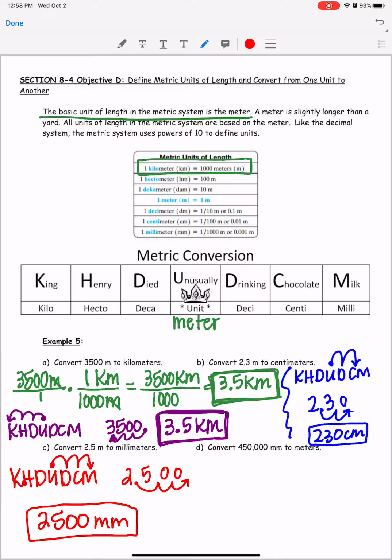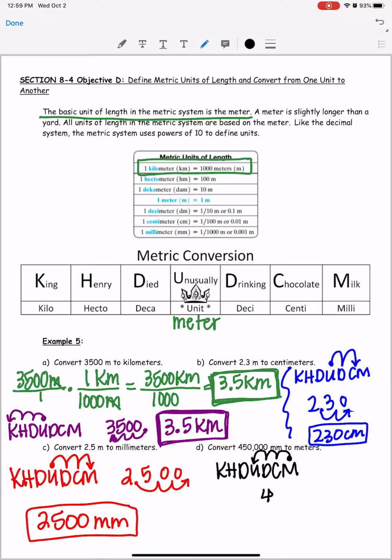That's it, guys. Okay, last one with distance. Convert 450,000 millimeters to meters. So, King Henry died unusually drinking chocolate milk. Now I'm starting at millimeter, so I'm starting here, and I need to go to meters, which is my unit. So I am moving this 1, 2, 3 places over to the left.